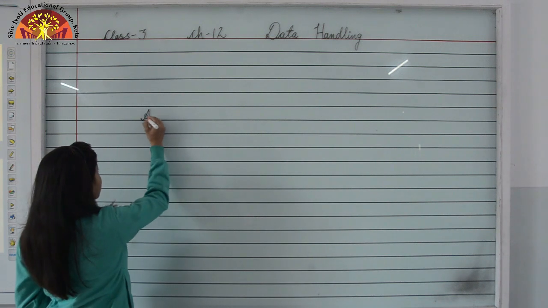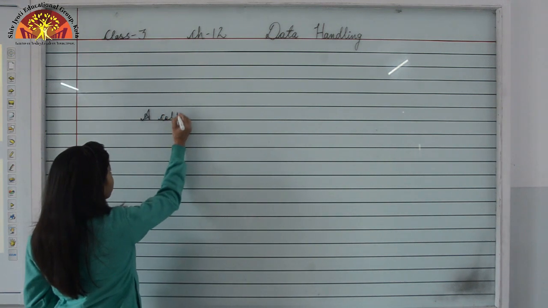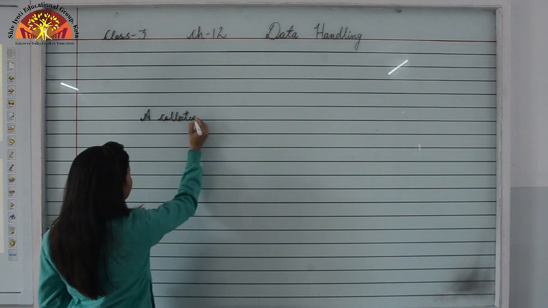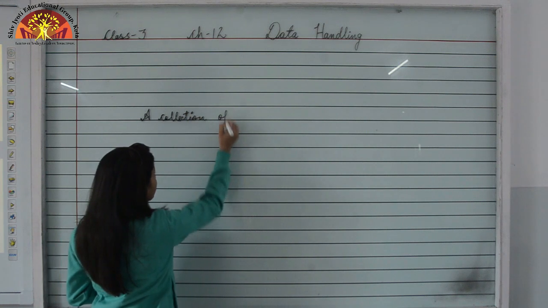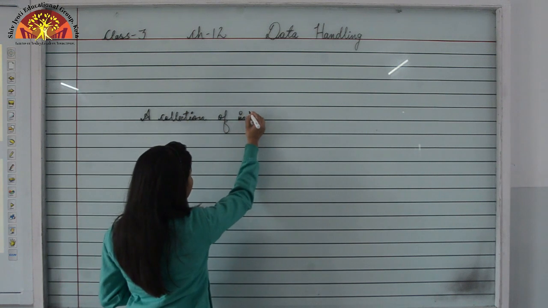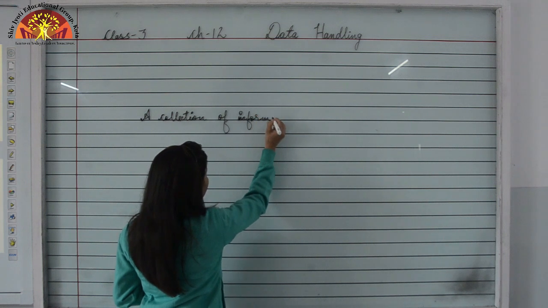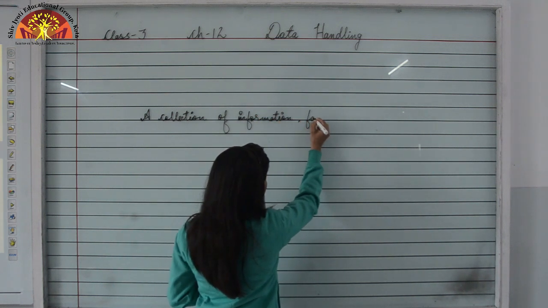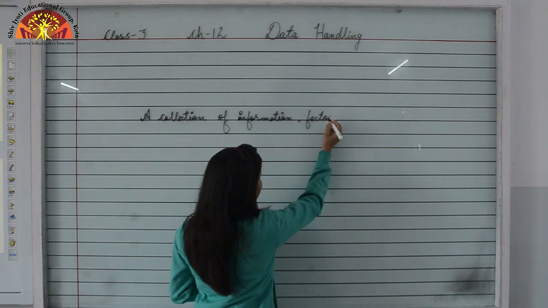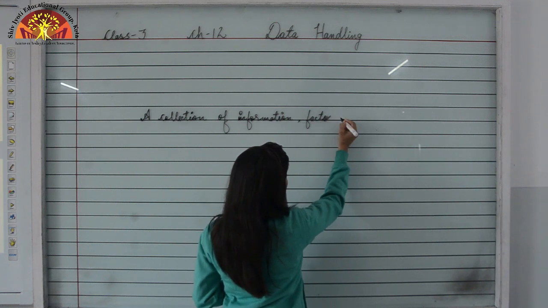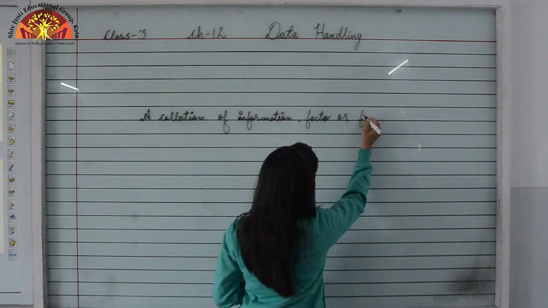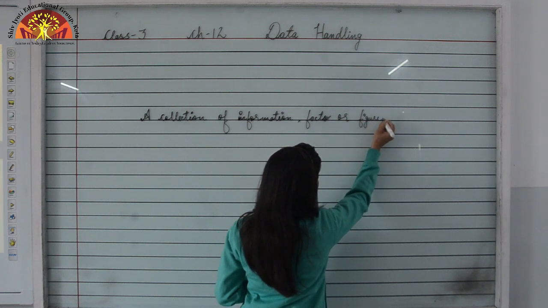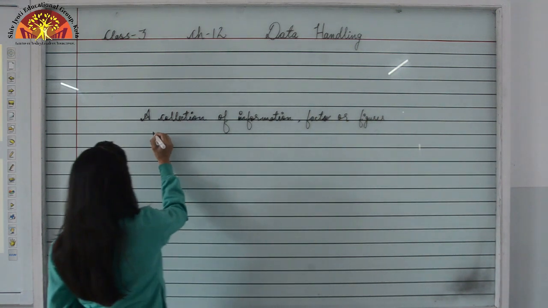So a collection of information, facts or figures is called data.